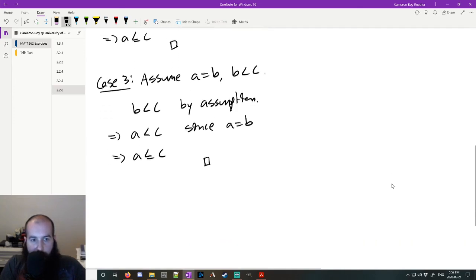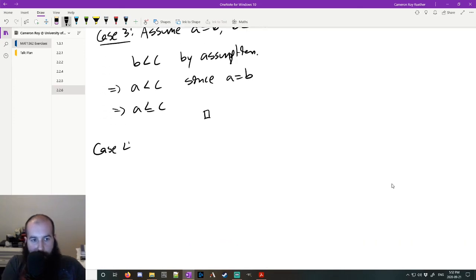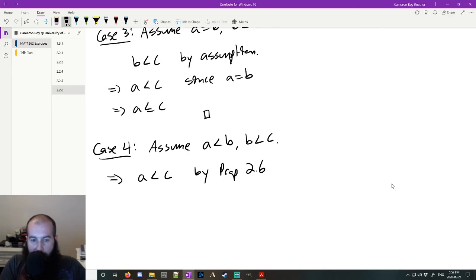And finally, in case 4, assume that A is strictly less than B and that B is strictly less than C. Together, these imply that A is strictly less than C by proposition 2.6, which states the transitivity of strict inequality. And once A is strictly less than C, it means it is less than or equal to C. So in every case, we arrive at A is less than or equal to C. So it holds in general, and that completes the proof.